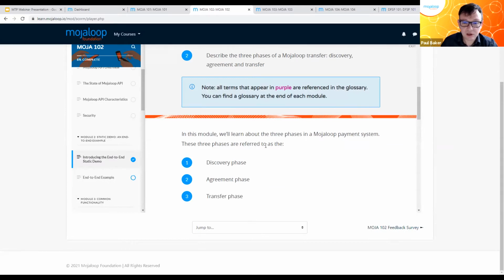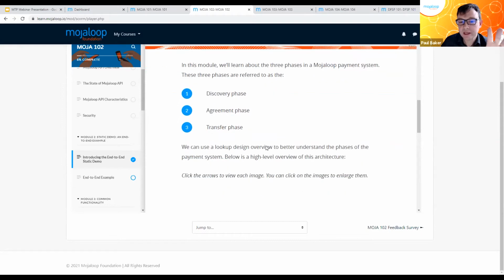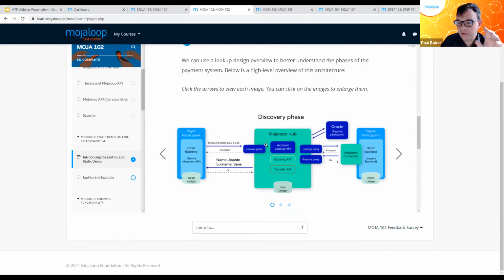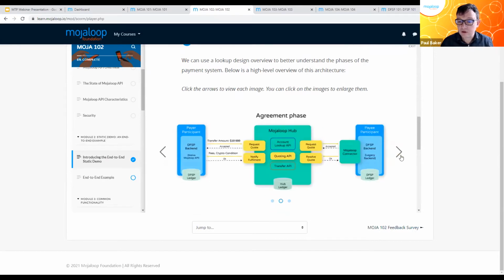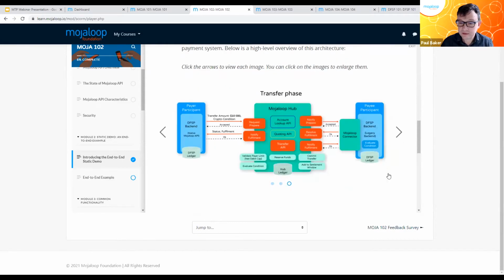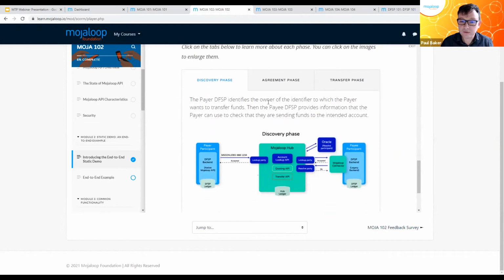So at a high level, I'm just going to go through a static demo here, and this really starts to illustrate the beginnings of the brilliance of Mojaloop if you're unfamiliar with it. A transfer is broken up into three phases: the discovery phase, the agreement phase, and the transfer phase. Why are those phases so valuable? The discovery phase means that in real time, we not only look up the end party, we confirm that it is in fact that end party before we take it a step further. So we know who we're talking to and we've validated that whole chain before we start.